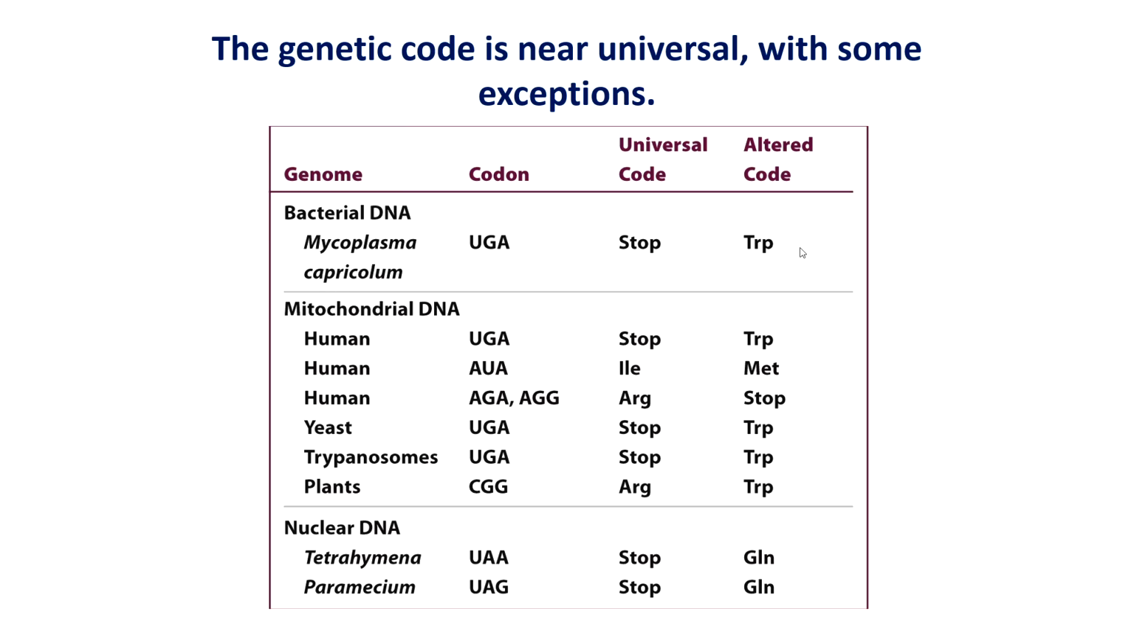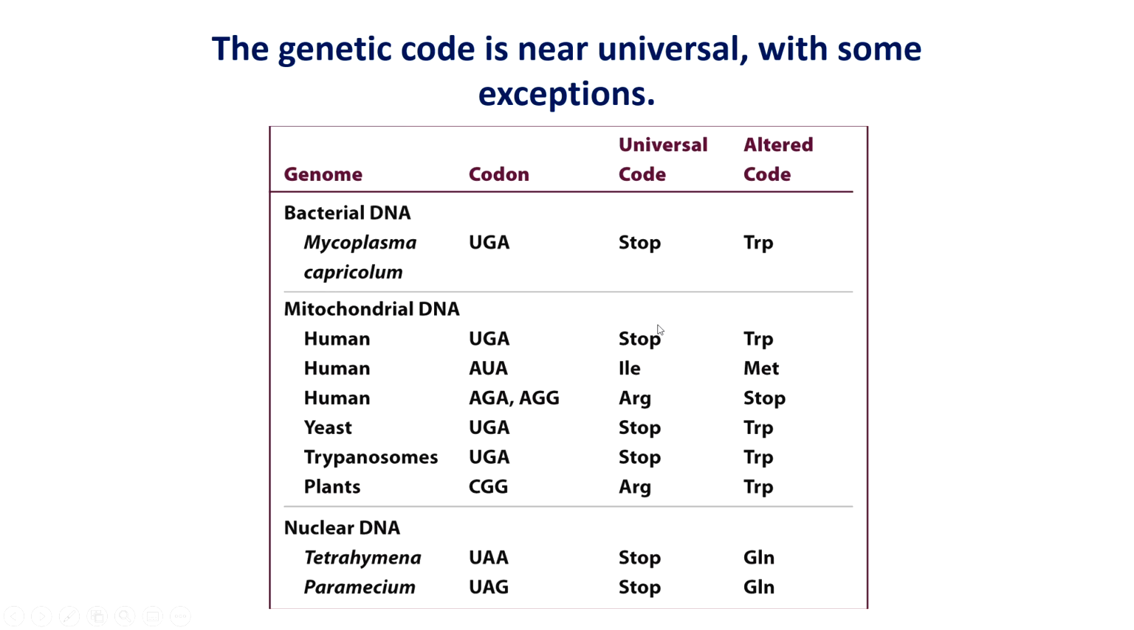Mitochondrial DNA also has an alternative genetic code. For example, the UGA codon in humans typically is a stop codon, a nonsense codon, which signals to the ribosome to stop making protein. And that's true for nuclear genes. However, in the mitochondria of a human, we actually see an altered genetic code where the UGA stop codon encodes for tryptophan.